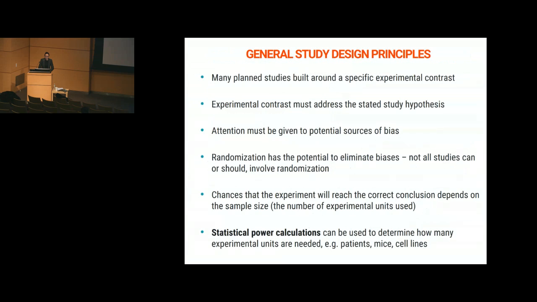So, general study design principles. Again, many planned studies build around a specific experimental contrast, a hypothesis, a question. We have to state this explicitly. We have to give attention to potential sources of bias. This is where statisticians or somebody external to your group can see the biases more clearly. Randomization is meant to eliminate biases, but is not required and is not feasible for all the studies.